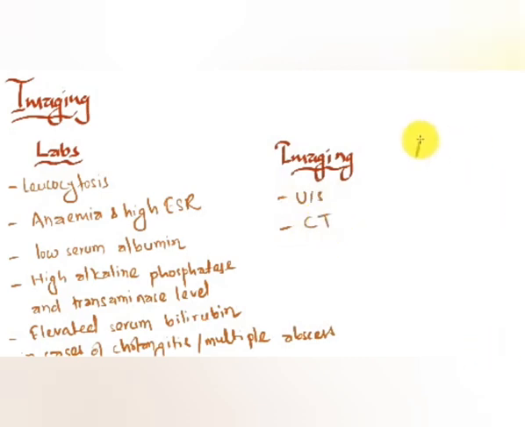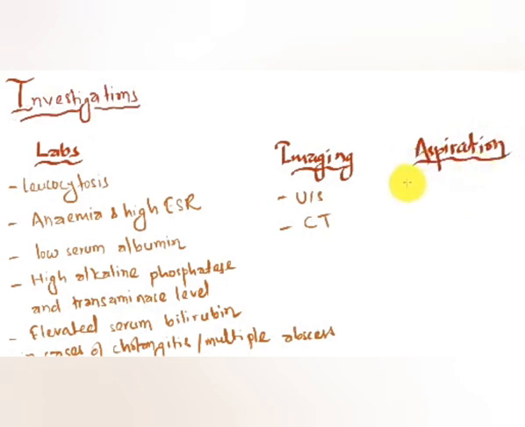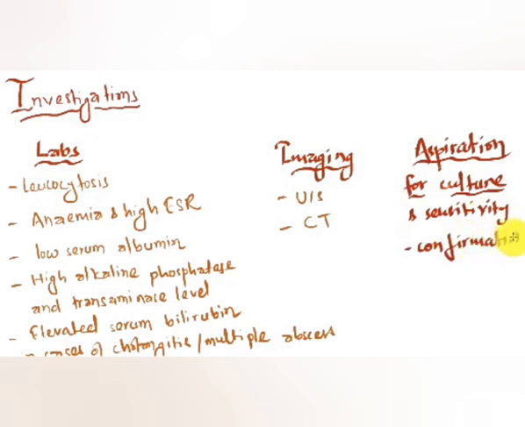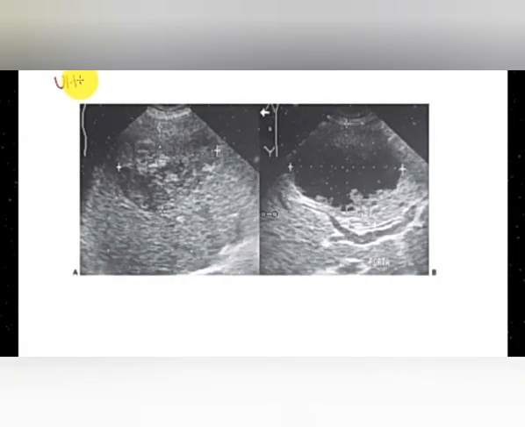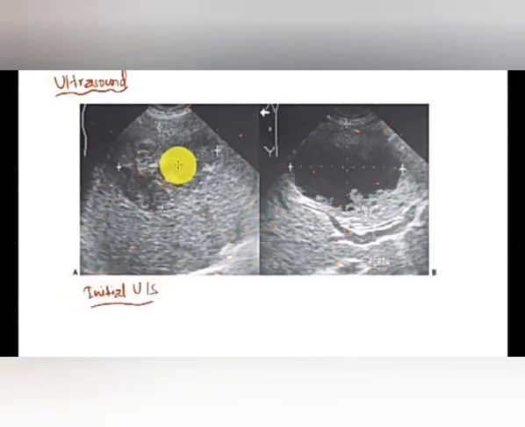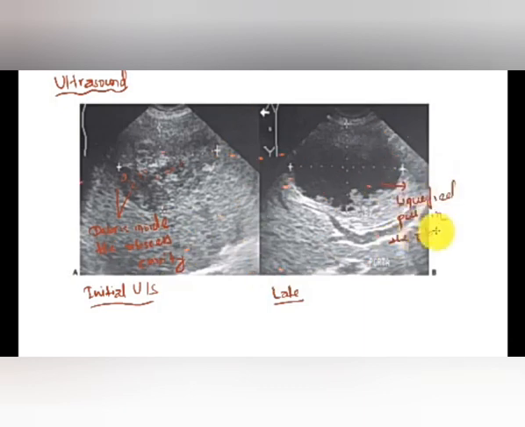CT and ultrasound can be performed for imaging, and even chest X-ray can be performed for confirmation. We can do aspiration for culture and sensitivity. This is ultrasound. The first one is the initial stage, where you can see debris inside the abscess cavity. The second one is the late stage, where you can clearly see the liquefied pus inside the abscess cavity.